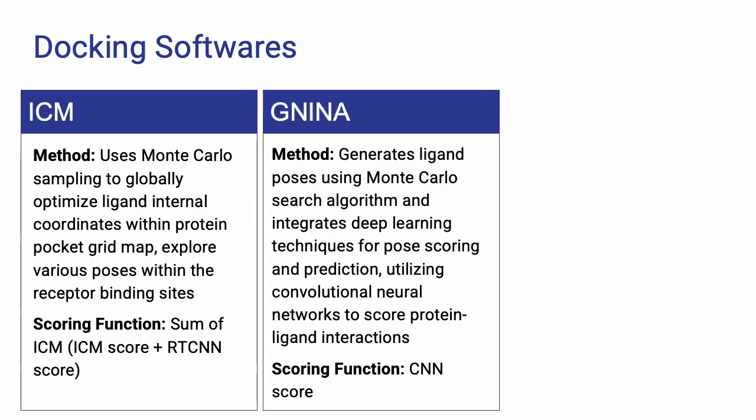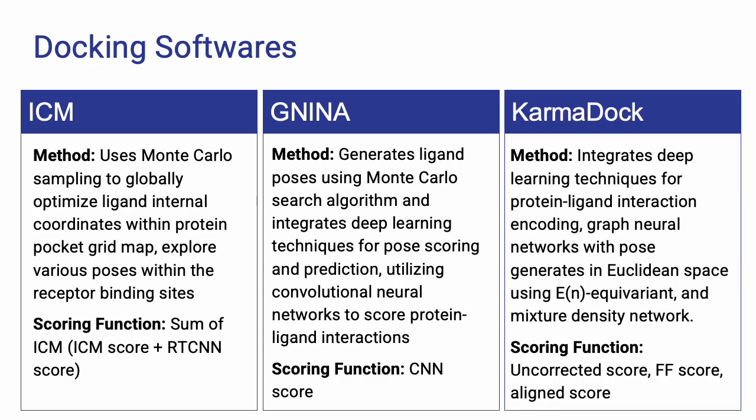NINA also uses a Monte Carlo search algorithm to generate ligand poses and incorporates deep learning techniques for pose scoring and prediction. It uses convolutional neural networks, or CNN, to evaluate protein-ligand interactions, producing a CNN score.